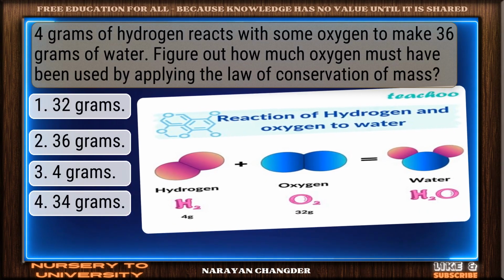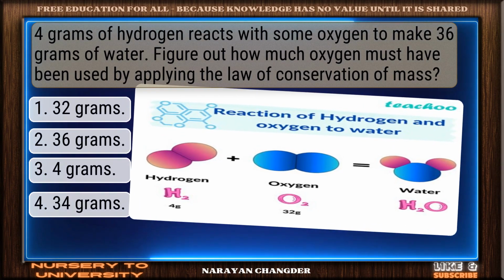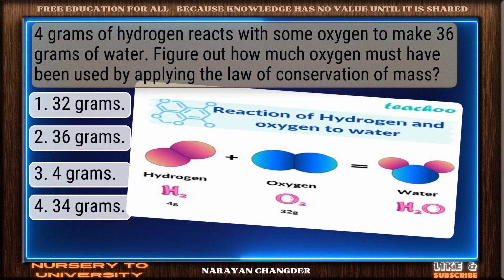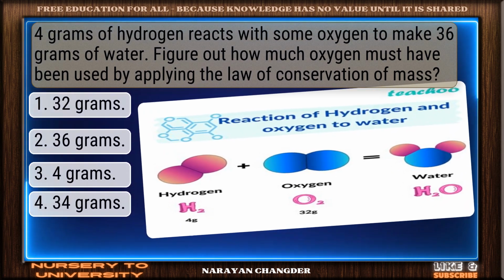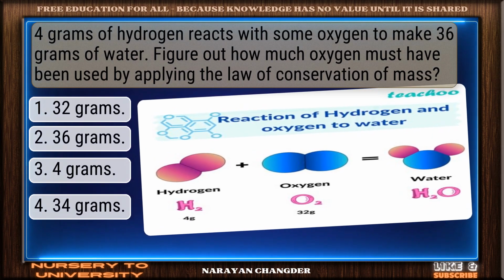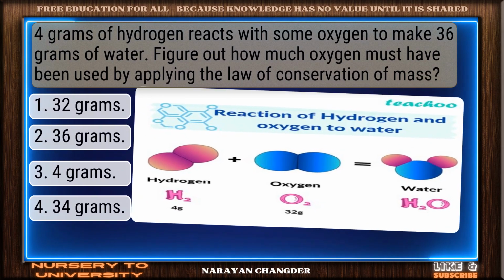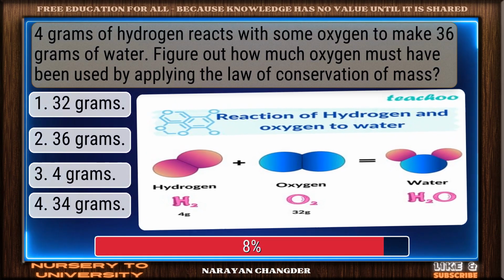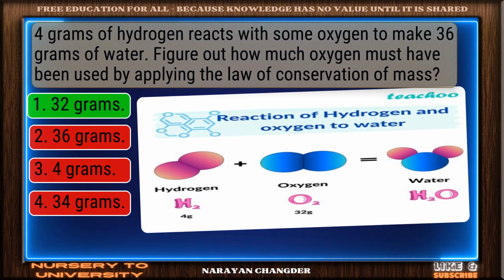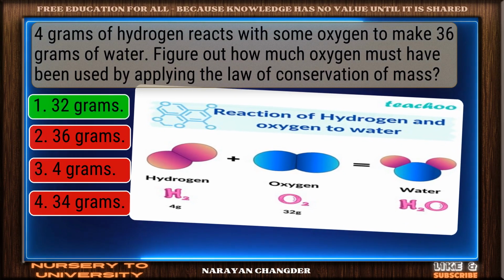Question number 13. 4 grams of hydrogen reacts with some oxygen to make 36 grams of water. Figure out how much oxygen must have been used by applying the law of conservation of mass. You chose 32 grams, and it is correct.